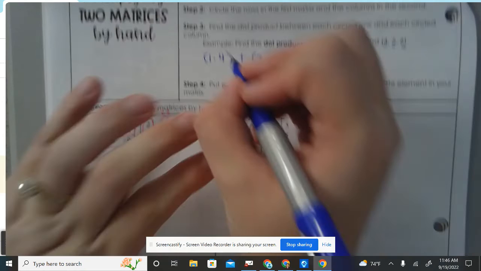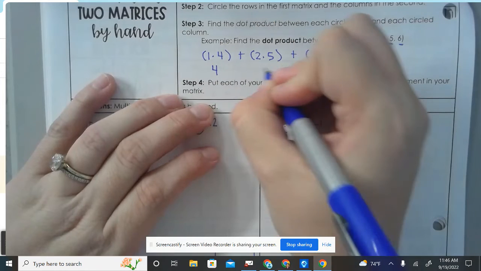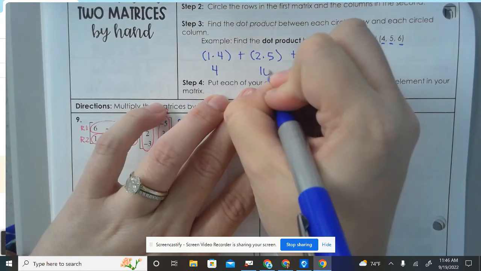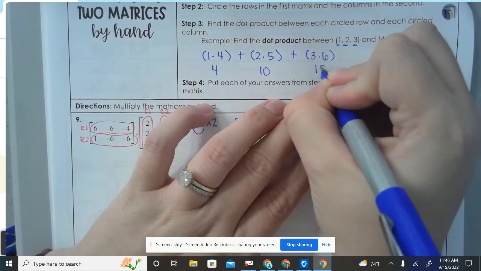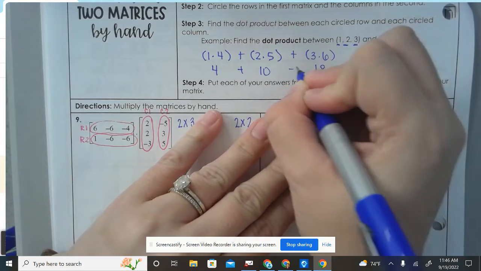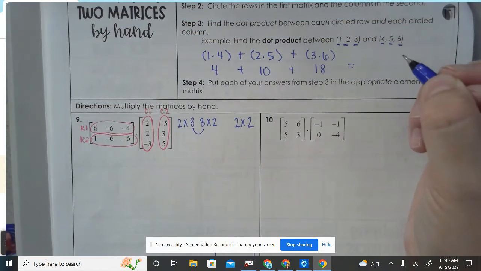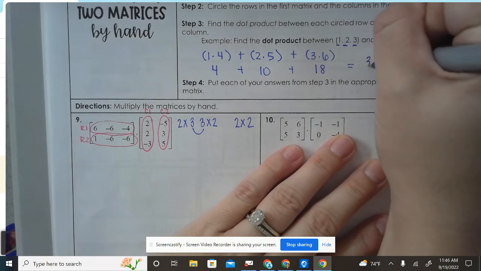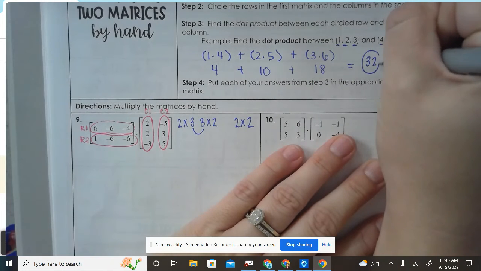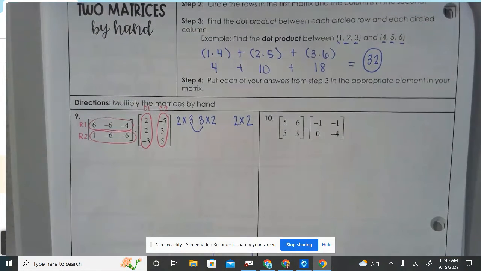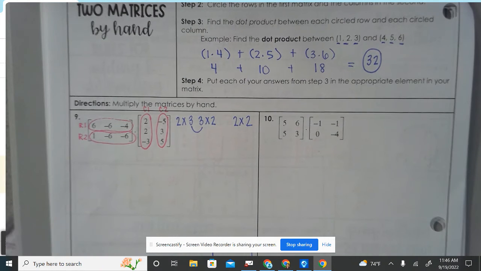What is 1 times 4? What is 2 times 5? 3 times 6? And so we're going to add 4 plus 10 plus 18, and you get 32. So the dot product is 32. However many elements are in your answer, that's how many times we have to do this dot product.